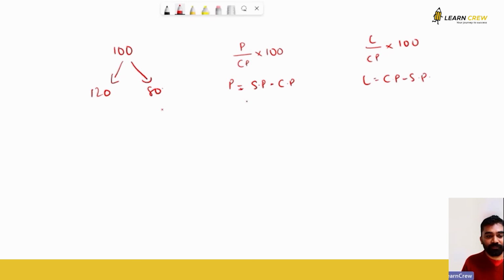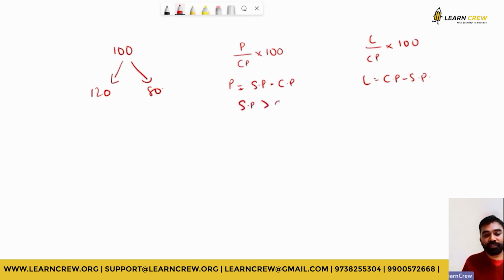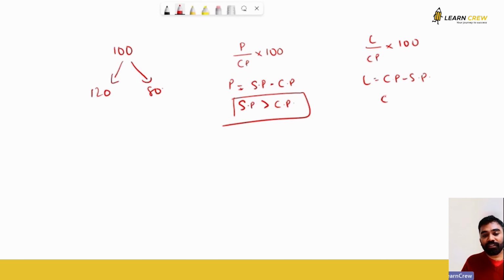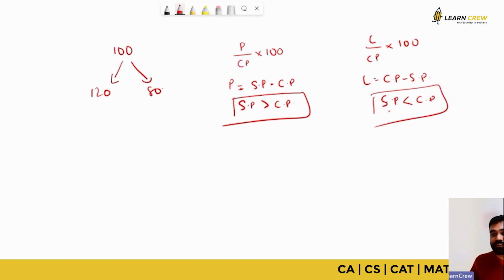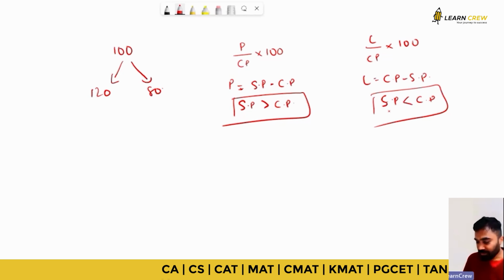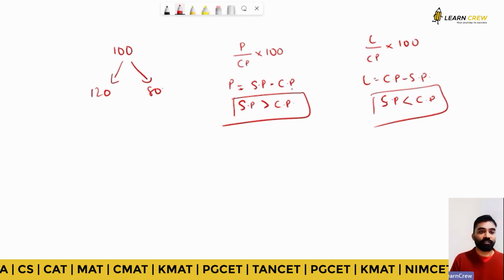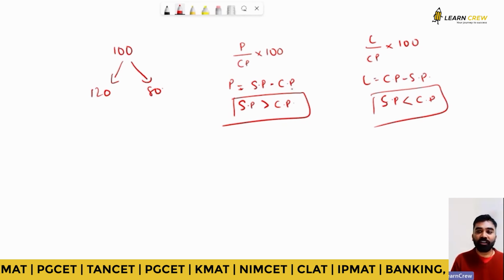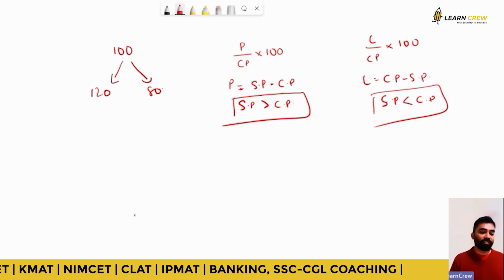In this case, is selling price greater than cost price? Yes. In this case, is selling price lesser than cost price? Yes. 100% sure? All are sure? Okay. And you know that it is dependent on your cost price. Anything, let it be profit, let it be loss, depends on your cost price. Now, what is the question asked?